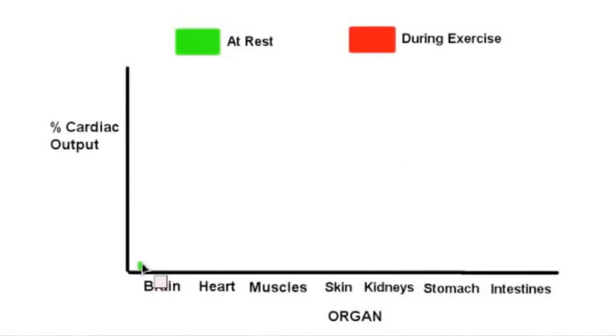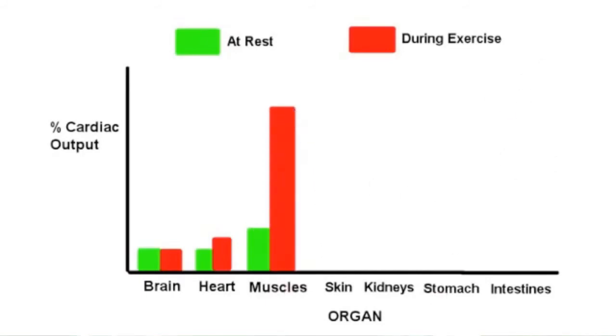Using this graph, we're going to compare the relative distribution of blood at rest and during exercise. Firstly, we can see if we look at the brain that the blood flow to the brain remains the same whether you're at rest or undergoing exercise. However, in comparison to this, blood flow to the heart, the muscles and the skin is all increased during exercise as compared to when you are at rest. In contrast to this, blood flow to the kidneys, stomach, intestines and other abdominal organs is reduced during exercise.